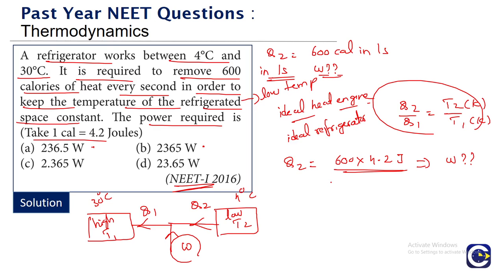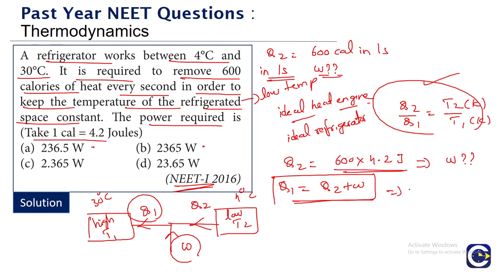Now we need to look at the relation between the Q2 and Q1 values with the temperature, assuming that this is an ideal refrigerator. It is not mentioned, but without that relation we will not be able to proceed, because the only relation we have is that the total heat rejected to the surrounding is equal to Q2 plus W, the heat taken from the low temperature reservoir plus the work done. The total value will be equal to Q1. So this is the relation we'll have.